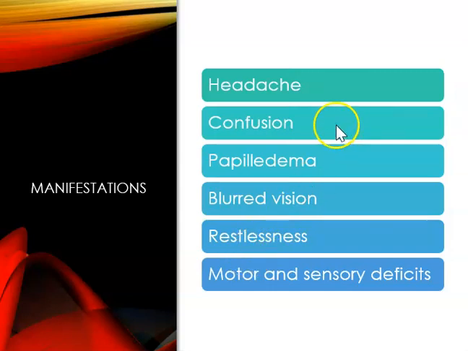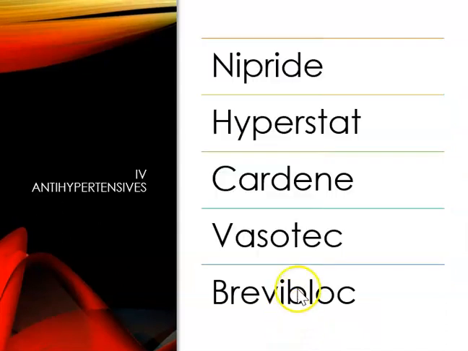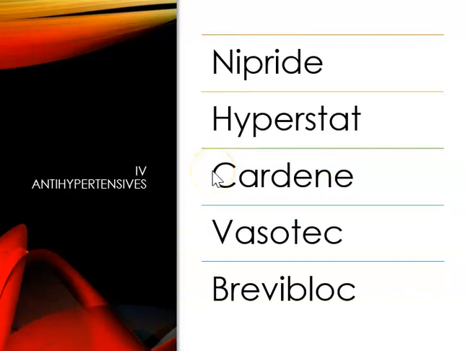Your manifestations for this are going to be headache, confusion, the edema again, blurred vision, restlessness, and motor and sensory defects. Your treatment for this is preferably going to be IV. So you're going to be targeting with some different medications listed here, and really the goal is to reduce this no more than 25% in the first hour. So you don't want to drop that blood pressure too quickly with these. And they may or may not be giving these depending on the severity and what is the cause of the hypertensive crisis.